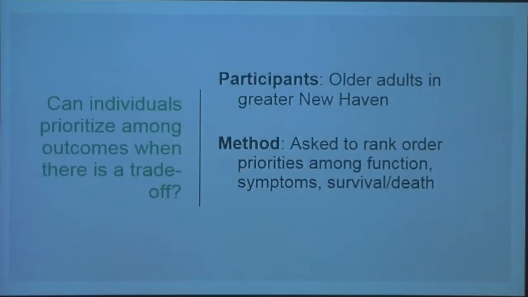But the question is, because it's a trade-off, right? Everybody wants to live as long as possible, to be as free of symptoms as possible, and to be as functional as possible. But we know that some interventions are going to affect some of those more than others, and some things that improve function may shorten lifespan. On the other hand, we certainly know that for treatment of a lot of particularly oncologic diseases, we increase symptoms and increase functional decline, at least for the period of treatment. So there is a trade-off amongst those, and so we need to see, can people prioritize if there is a trade-off?